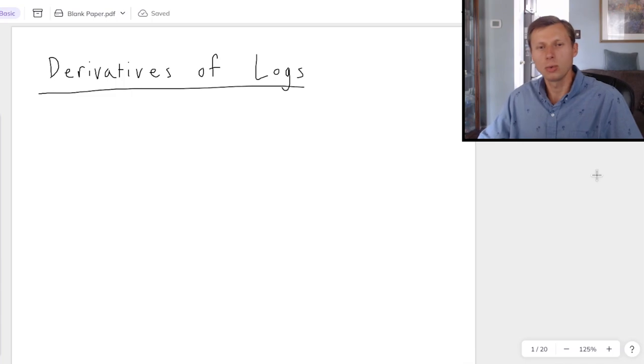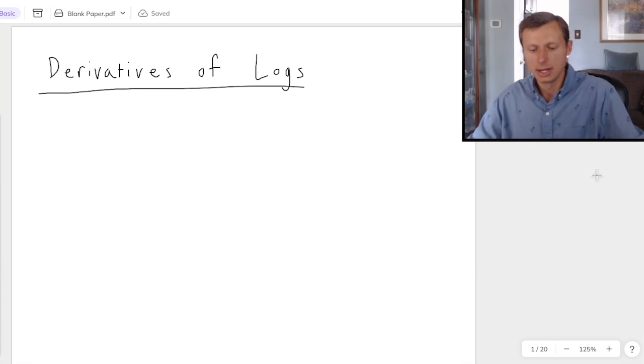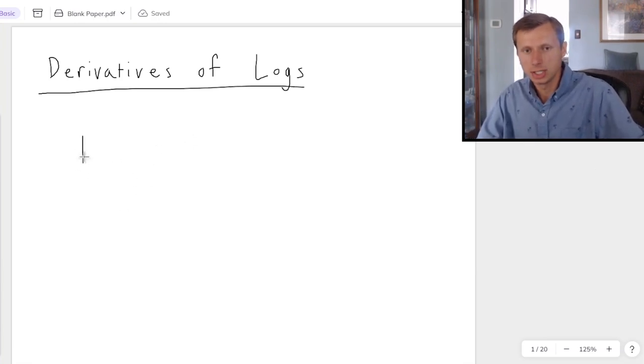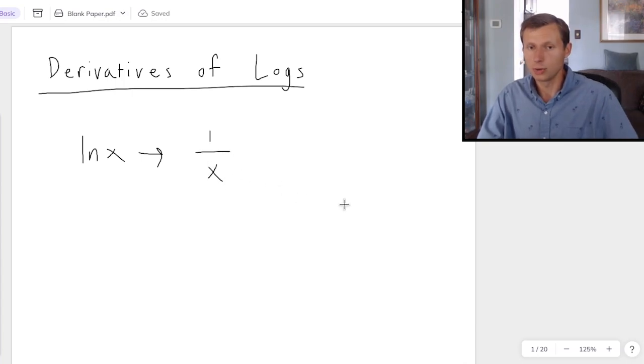In today's video, we're going to be talking about how to find the derivatives of logarithmic functions. So here's what I'm talking about. I give you a function like this, and you tell me what's the derivative. And I'll just tell you the answer: for this famous example, natural log of x, it's the easiest one. The answer will always be just 1 over x.